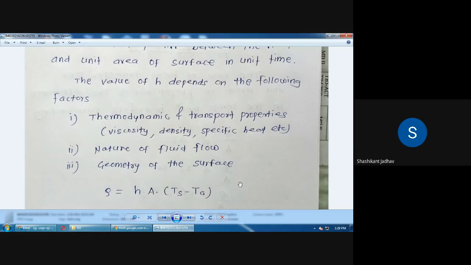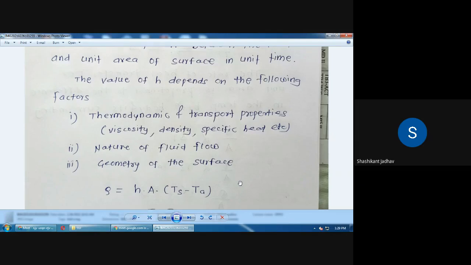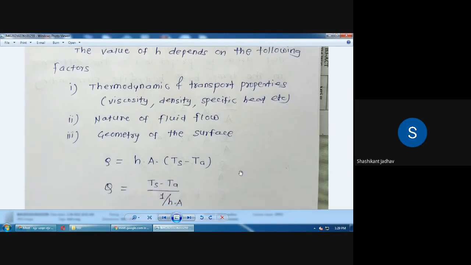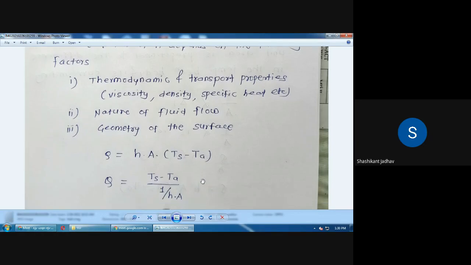It is at the numerator. When we take it to the denominator, this factor goes to the denominator of the denominator. So we write Q is equal to Ts minus Ta divided by 1 upon hA. These two equations are the same, only we have changed the position of hA: at the numerator we have taken it as a denominator of the denominator. So we compare this equation with the electrical system equation.